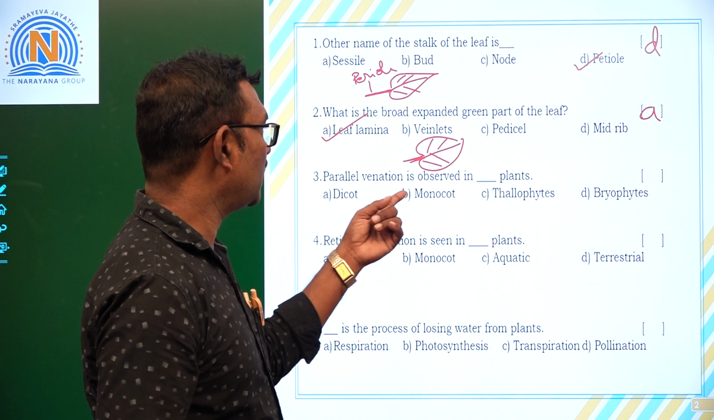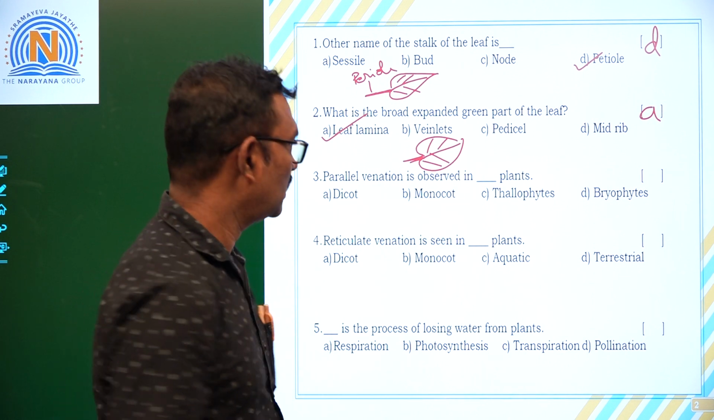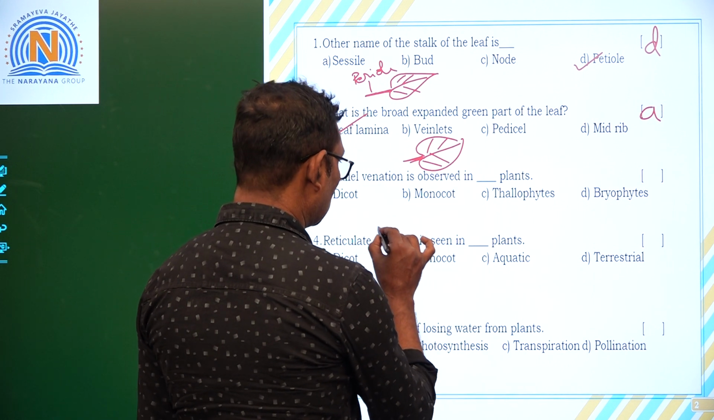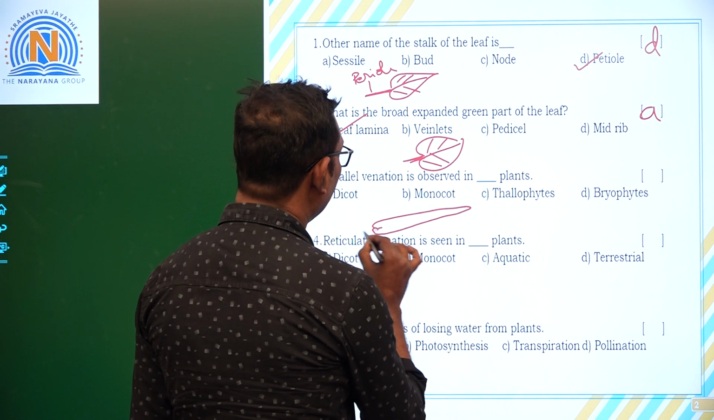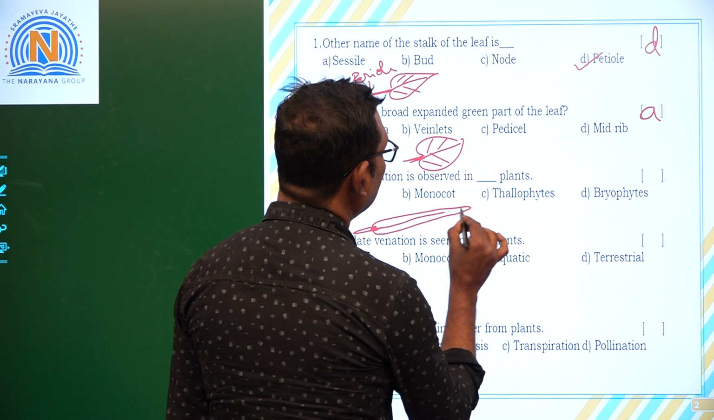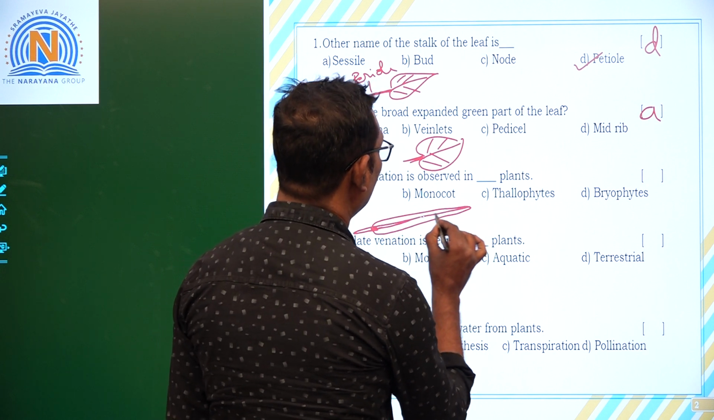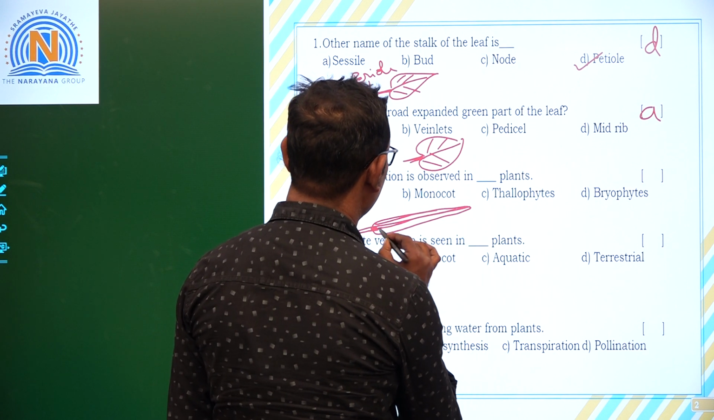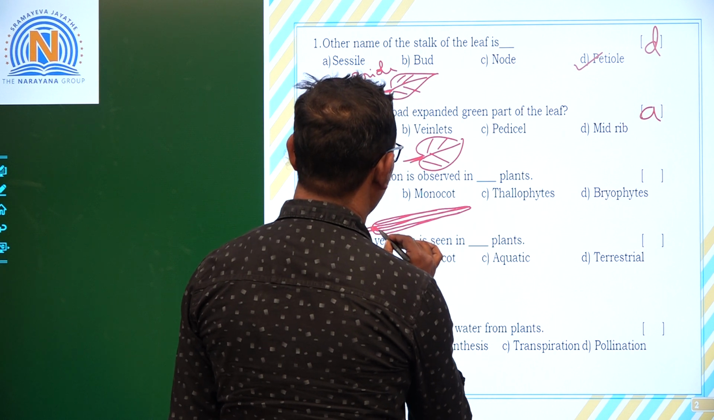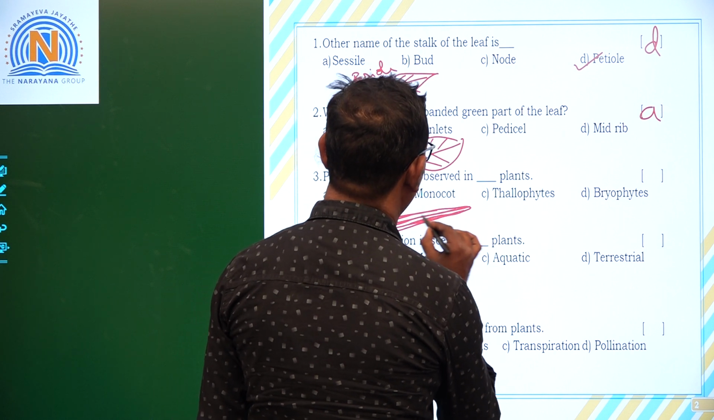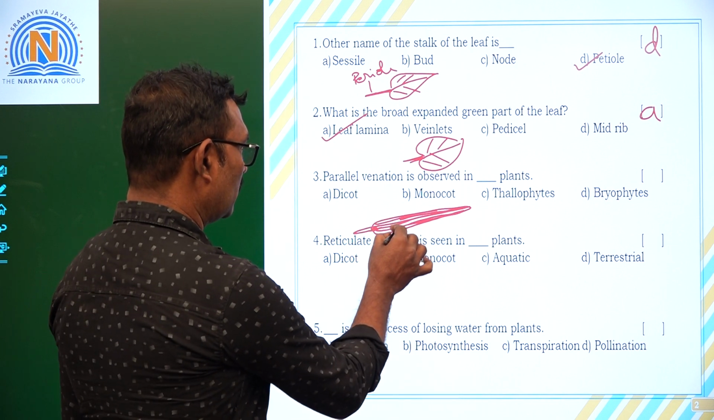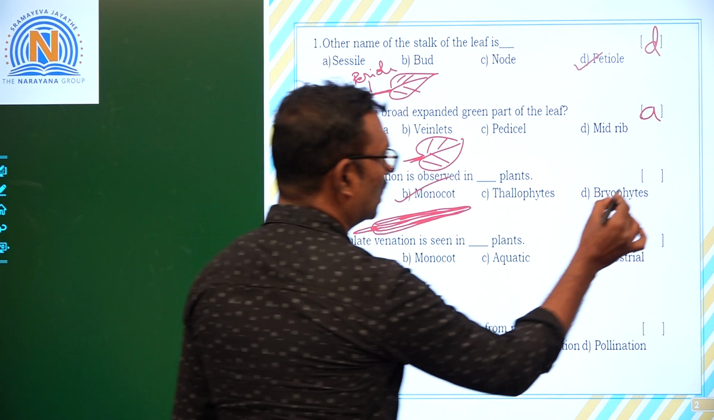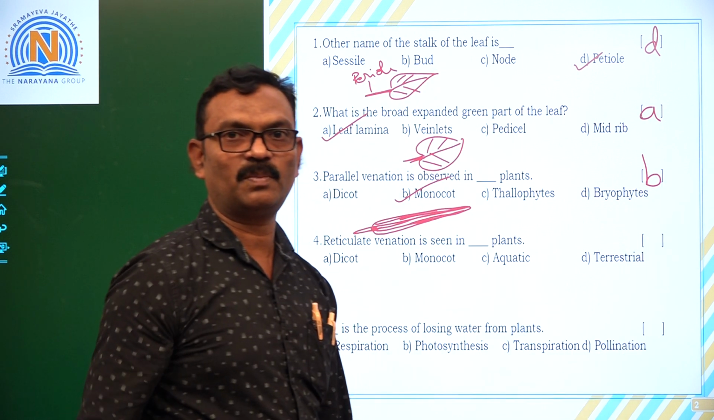Next, parallel venation is observed in dash plants. Parallel venation. Suppose a leaf is like this. Okay. So venation means the arrangement of veins. So like this, veins are arranged like this. That means all the veinlets are parallel to the main vein. So this kind of venation is seen in monocot plants.